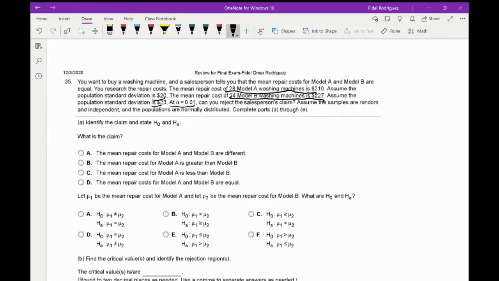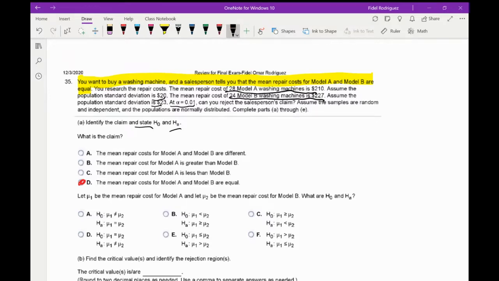Let's see. Complete parts A through E. Okay, so it says identify the claim, state the null and the alternate. When I read this first sentence right here, guys, it says that the mean repair costs for Model A and Model B are equal. So we're going to choose option D: the mean repair costs for Model A and Model B are equal.